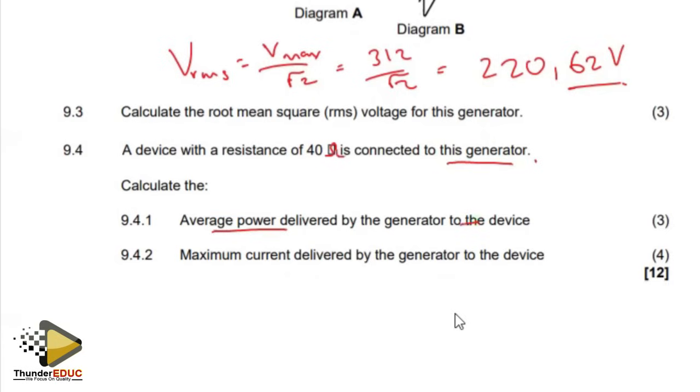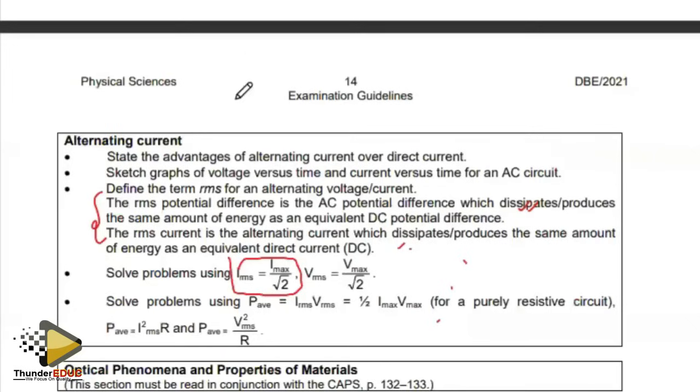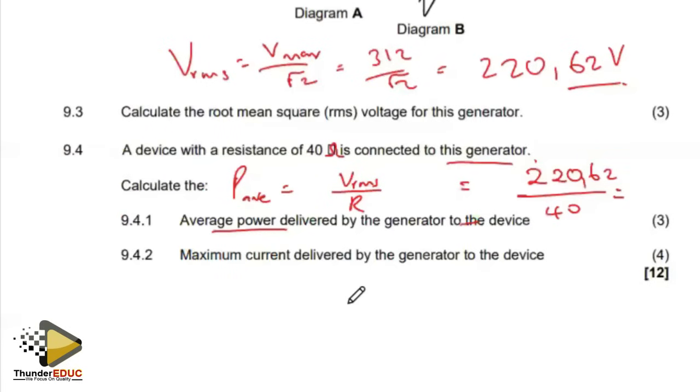Then a device with a 40 ohm resistor is connected to this generator. Calculate the average power that is dissipated. So average power will be equal to Vrms over R. But just a moment, why do I have to use V squared over R? It's V squared because I'm looking at the power, so I need to square that as well. 220.62 squared, divided by 40, gives me 1216.83, which is 30.42 watts.